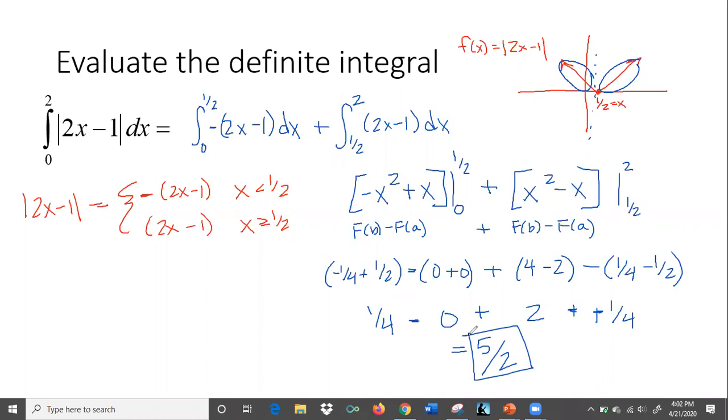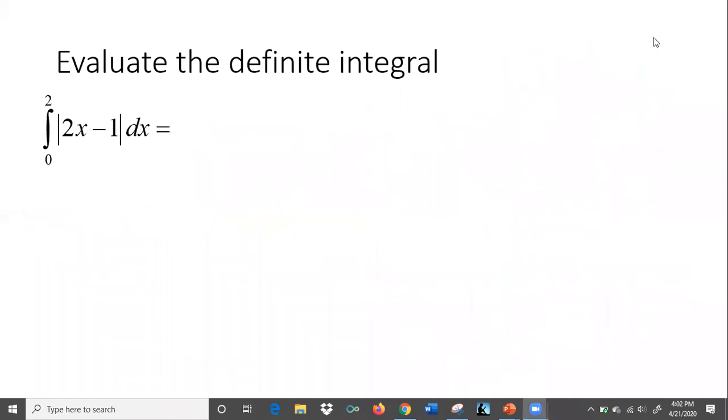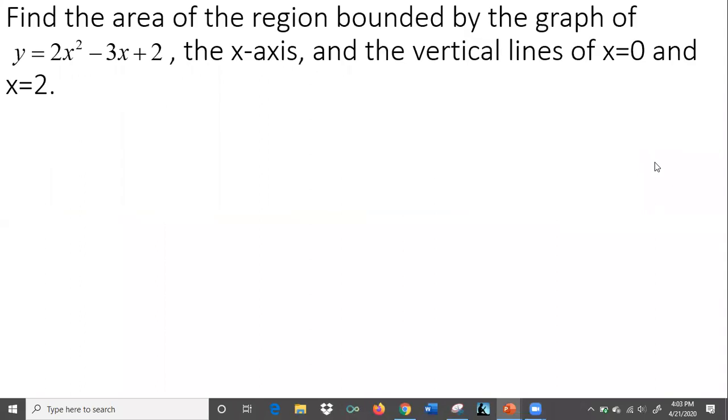Okay, moving on, we've got one more example working with the fundamental theorem of calculus. We're going to find the area of the region bounded by the graph of y equals 2x squared minus 3x plus 2. It's going to be bound by the x-axis and also be bound by the vertical lines x equals 0 and x equals 2. Those vertical lines are important because they tell us where our lower and upper bounds are.